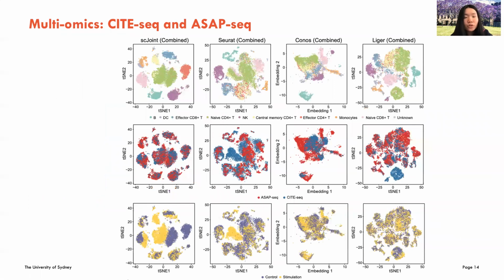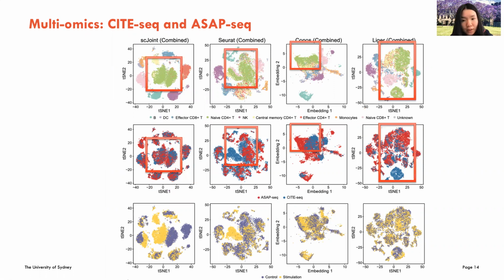Overall, scJoint generated a better joint visualization of the two technologies. Especially for subtypes of T cells, they are clearly separate from each other, and also from the t-SNE, we can see that the two technologies are well mixed. Moreover, scJoint is the only method that is able to reveal the difference between the two conditions. We can see that compared to B cells and natural killer cells, the naive CD4 plus T cells from two conditions are clearly different from each other.